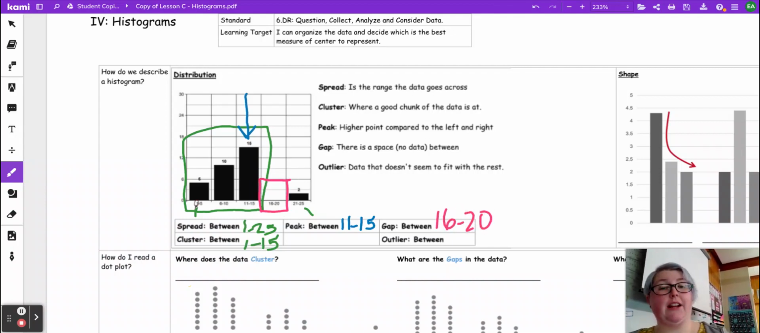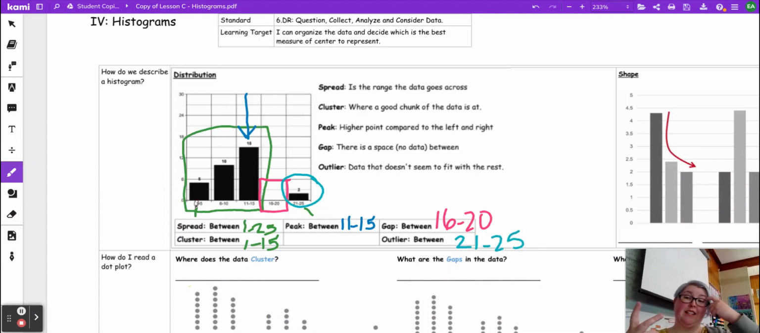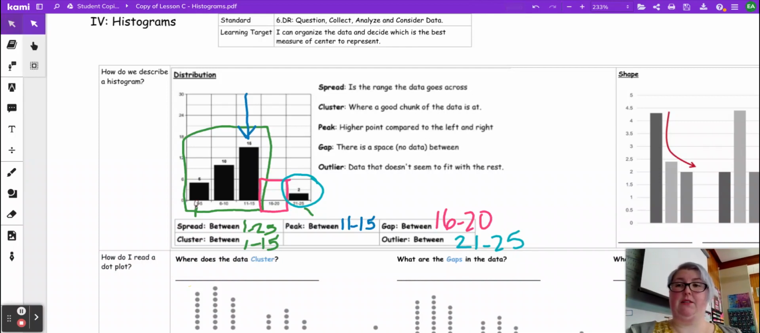And then an outlier is data that doesn't seem to fit. Our outlier in this instance, we have 2 in the 21 to 25 category. It doesn't really fit with our cluster, and there's a gap in between, so that would be our outlier.